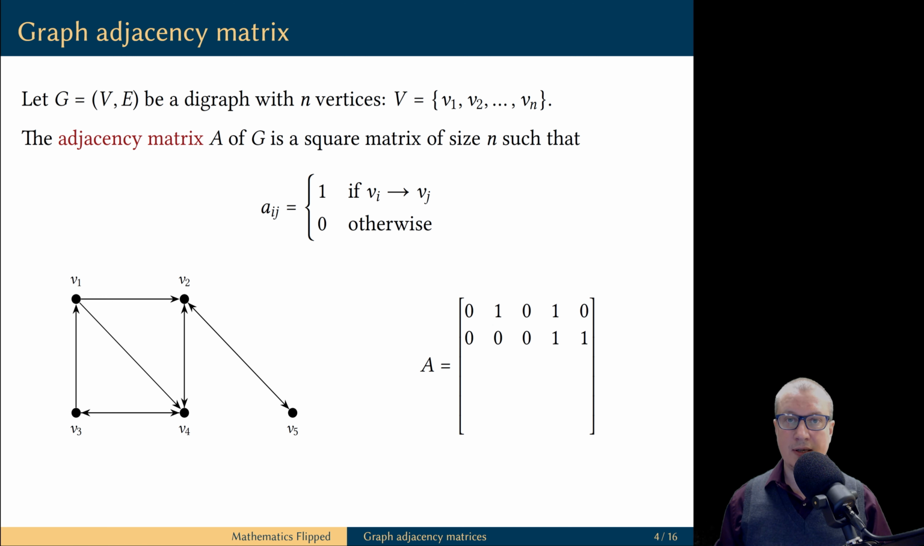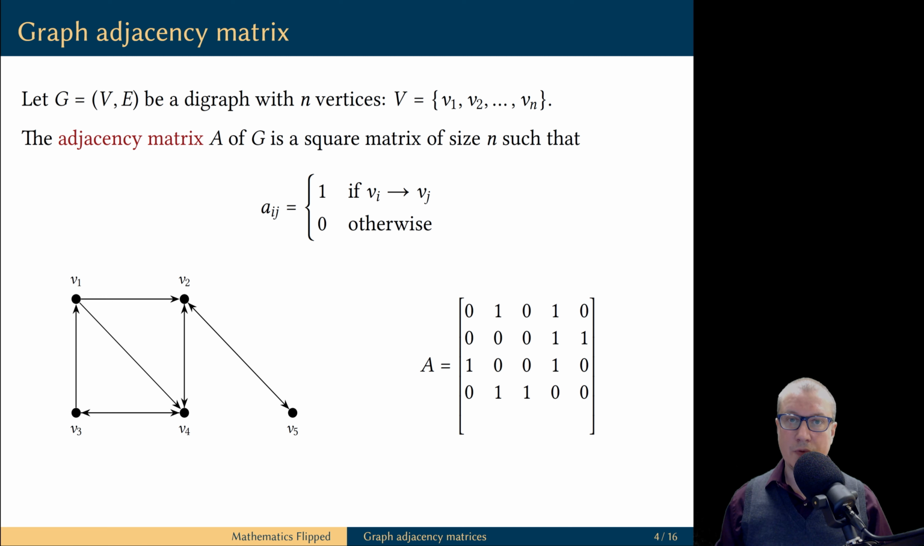So we have 1s in the 4th and the 5th position and 0s everywhere else. In a similar fashion, we construct a row that corresponds to vertex v3. Again, there are only 2 edges that start at v3. They go to the vertex v1 and the vertex v4.